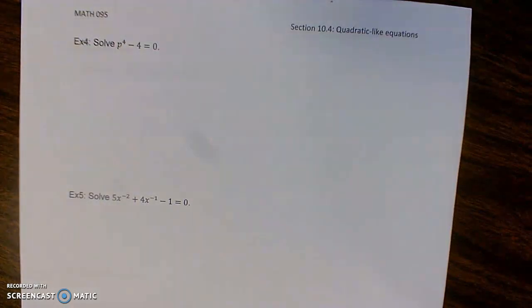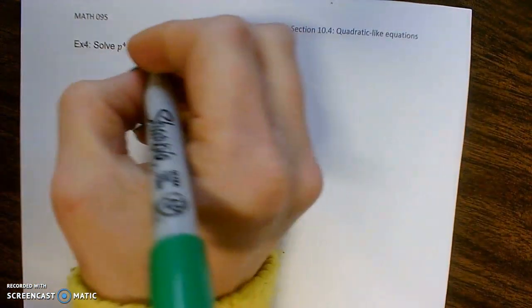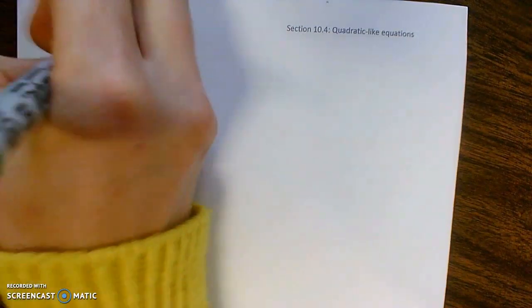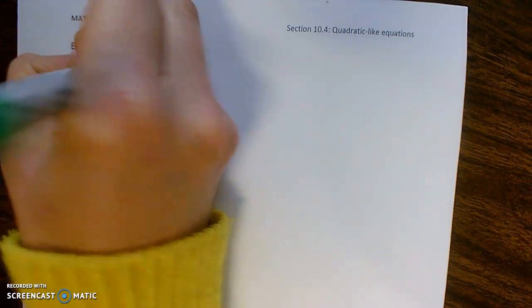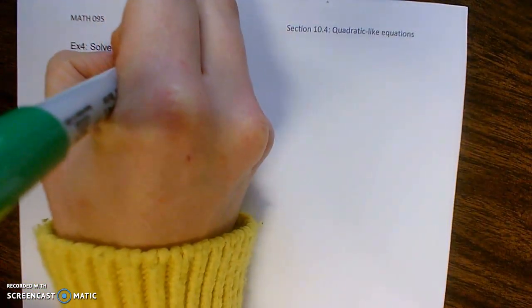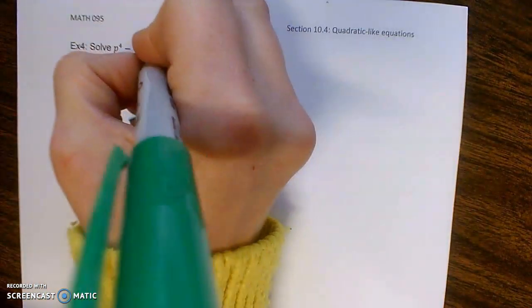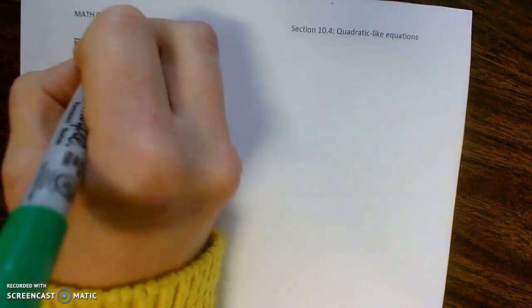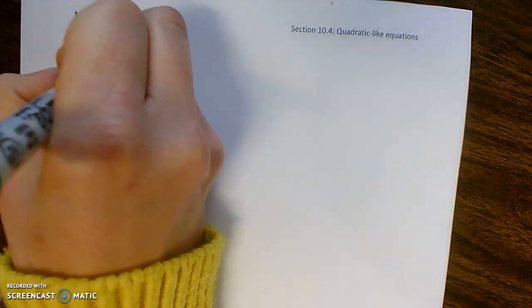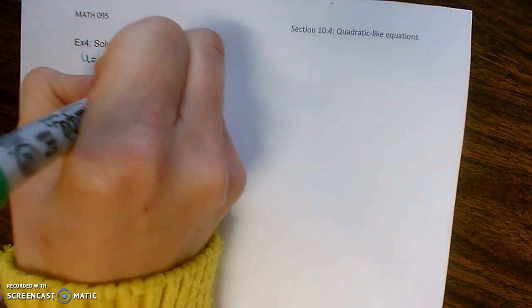In this next example, we should recognize this is almost like a difference of two squares, like x squared minus 4 equals 0. But it's a p to the fourth. I might want to notice that if I make the substitution u equals p squared, then u squared would be, so square both sides, you would get p to the fourth. If you make this substitution, then the equation becomes u squared minus 4 equals 0.